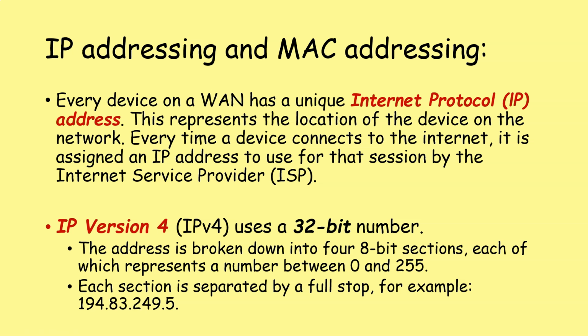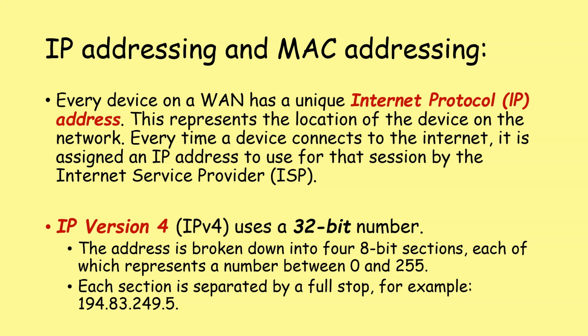IP addressing and MAC addressing. So every device on a wide area network, a WAN, has a unique Internet Protocol address, IP address. This represents the location of the device on the network. Every time a device connects to the Internet, it is assigned an IP address to use for that session by the Internet Service Provider, the ISP.